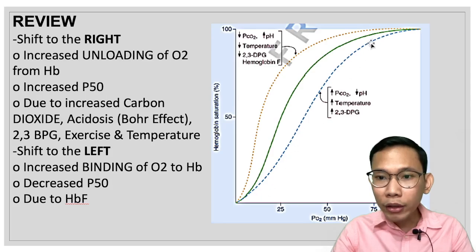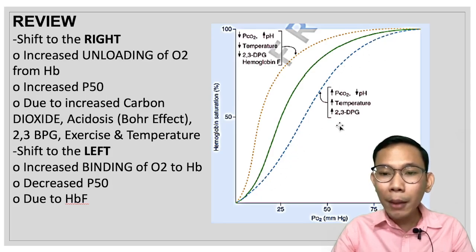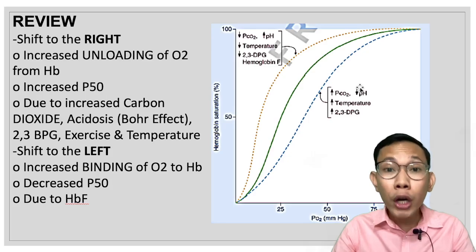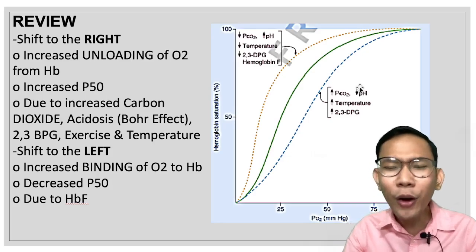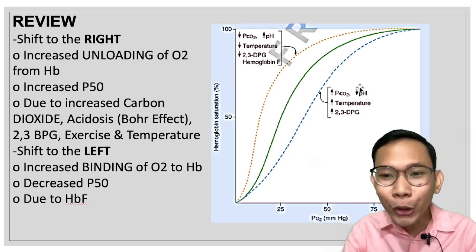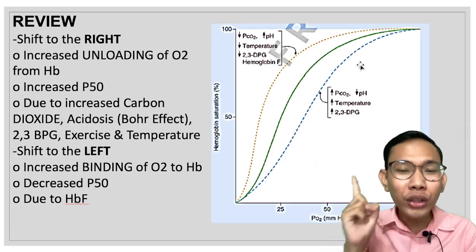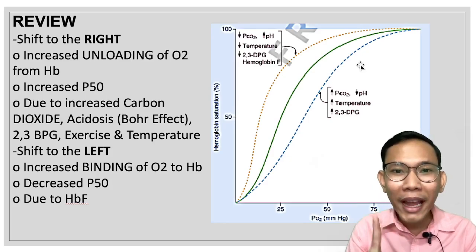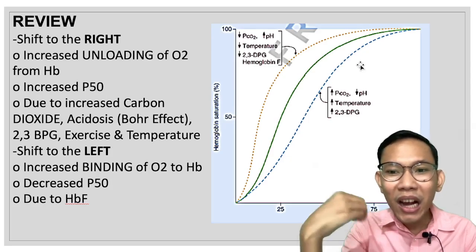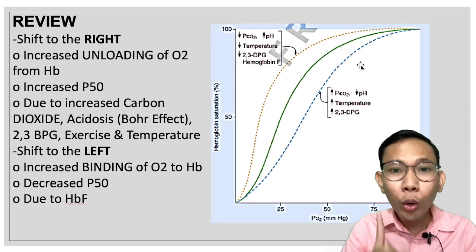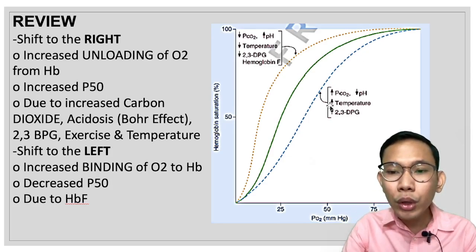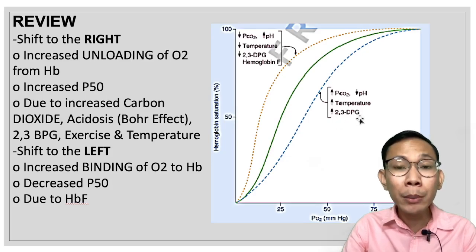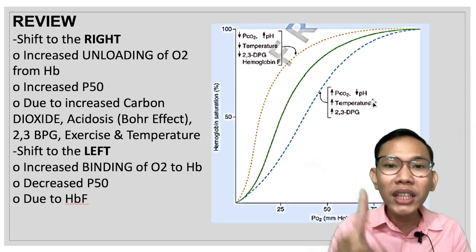Diba? Shift to the right. Dito, shift to the right, the blue curve. This is brought about by increased carbon dioxide, increased temperature, increased 2,3 BPG, and a decrease in pH or increase of your hydrogen ion. Ang tinatandaan ko lang talaga, pag shift to the right, won't hold tight. Shift to the right, won't hold tight because right, i-release ang oxygen. And right, dapat always increase. Increase PCO2, increase temperature, increase 2,3 BPG, and increase hydrogen ion.